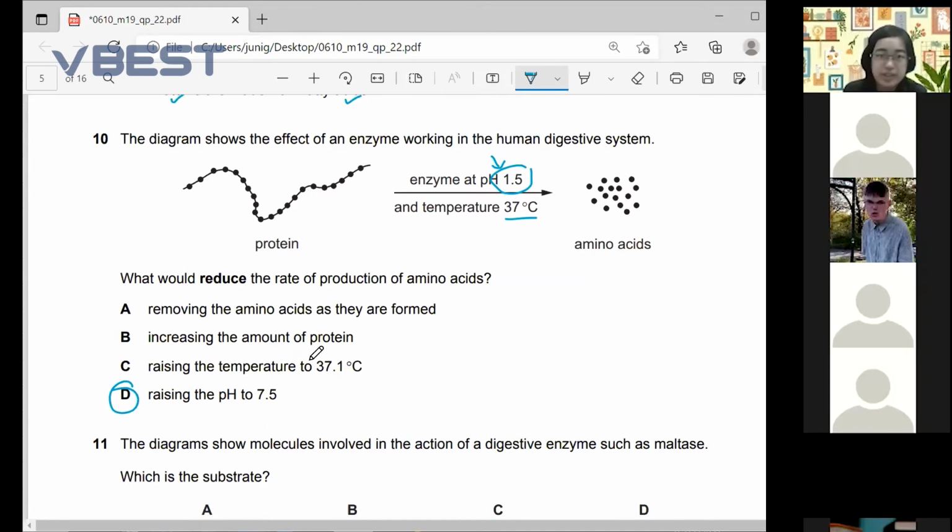Which variant? The code you mean, is it 0610 paper 2? Okay. Yeah, so let me continue.